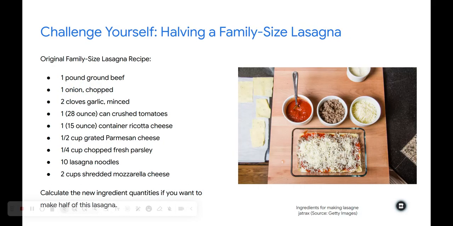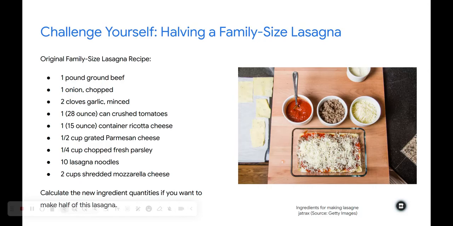We have a family-size lasagna, usually a 9x13 pan, and we're going to cut this in half. We're going to make lasagna in a 9 square pan. So we're going to cut everything in half. So we have here 1 pound of ground beef, so that's going to be 1/2 pound. 1/2 an onion chopped, 1 clove of garlic minced.